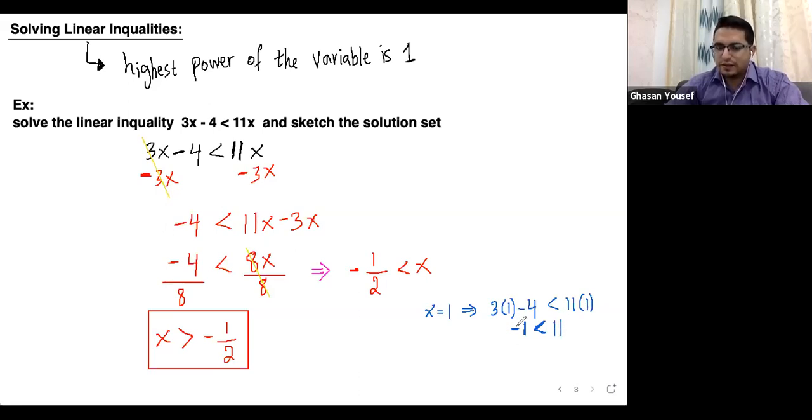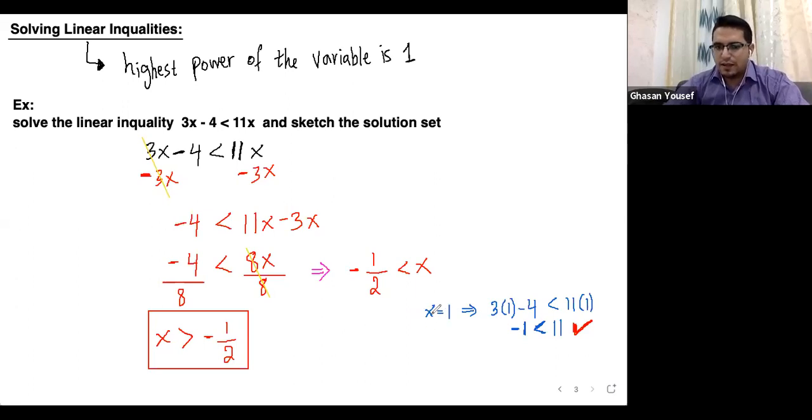And this is correct. Minus 1 is less than 11. So this is also correct, so this is satisfying to be a solution for this inequality. If I pick any number greater than minus 1/2, it will be a solution for this inequality. So I can check by choosing any number greater than minus 1/2.